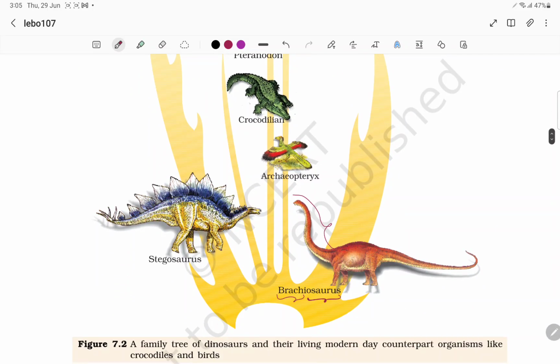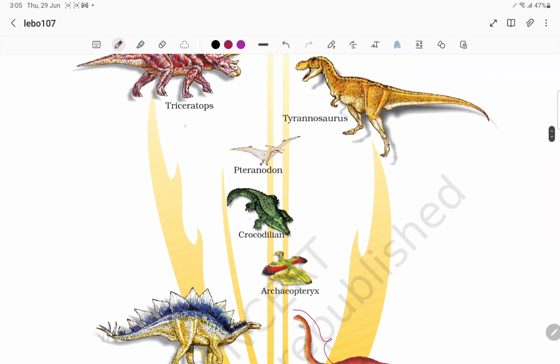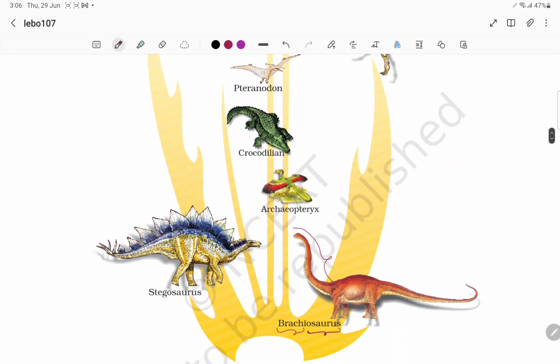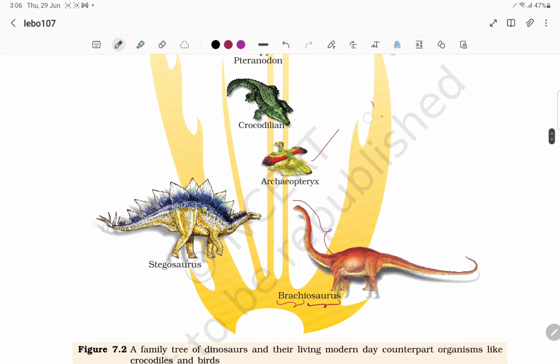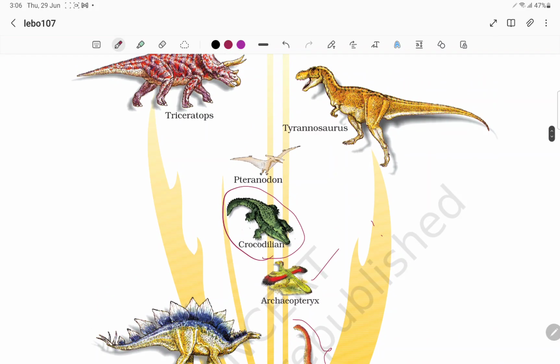And we have the Stegosaurus. In the Stegosaurus, we have spines on the body, and it evolved as Triceratops. And here we have Archaeopteryx, which is a fossil. You can see Archaeopteryx is the connecting link between birds and dinosaurs. And here we have the crocodilian, which is a reptile. After reptiles, it originated into birds.